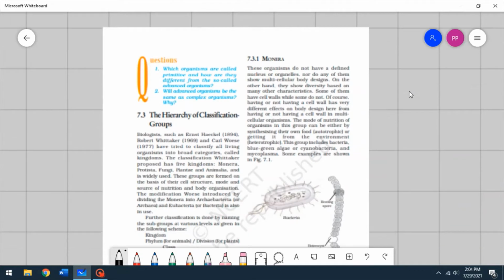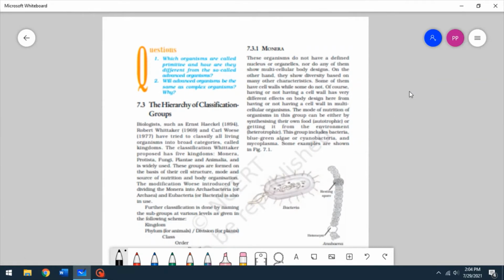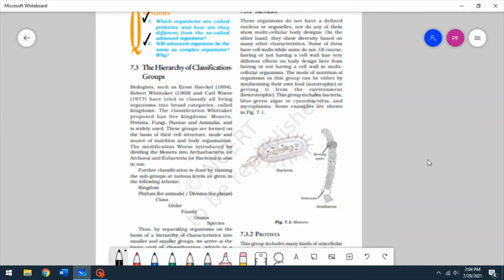And then we have 2 questions here. Again, I want you to solve these on your own, and if you are unable to solve them, go back to the video where I explained that. Watch it, make sure you understand, solve the question, and then move on. All right. So now we start the hierarchy of classification.